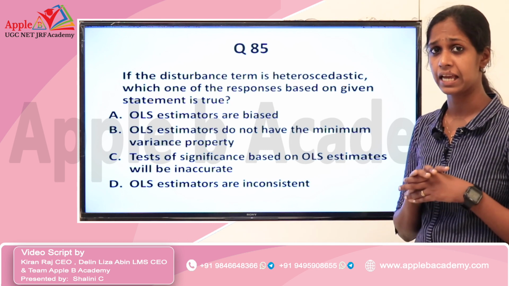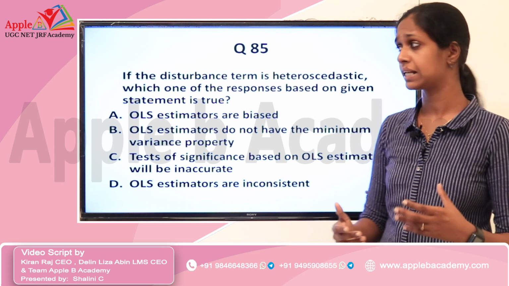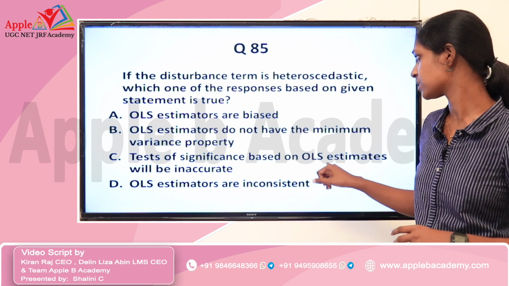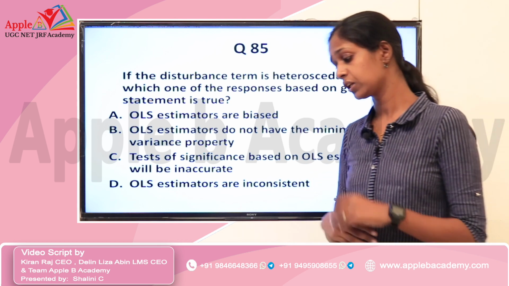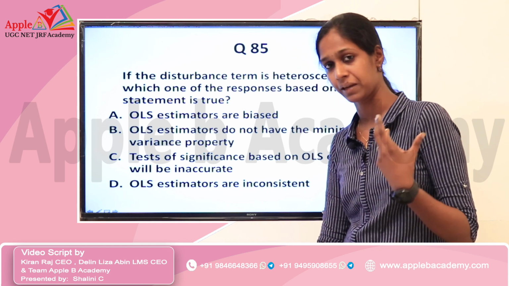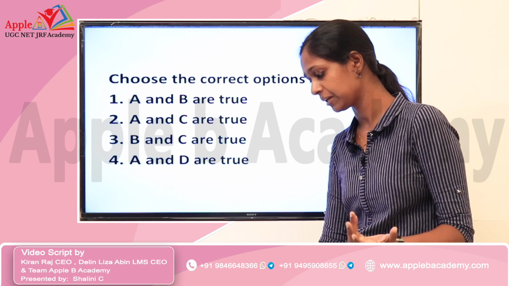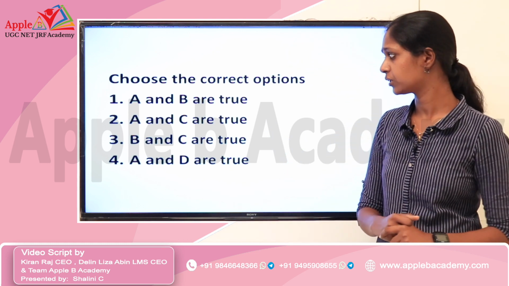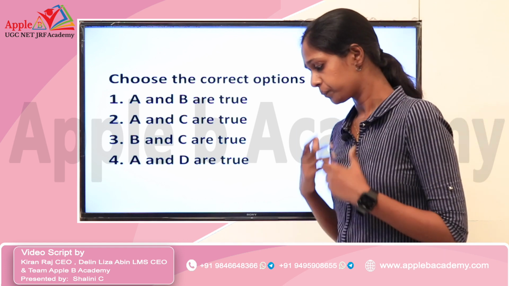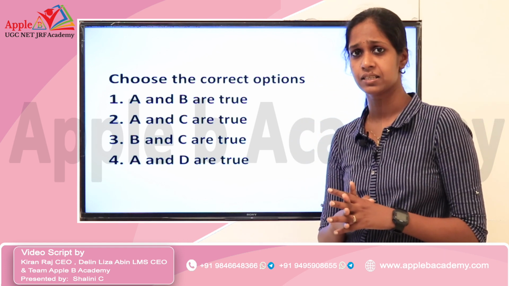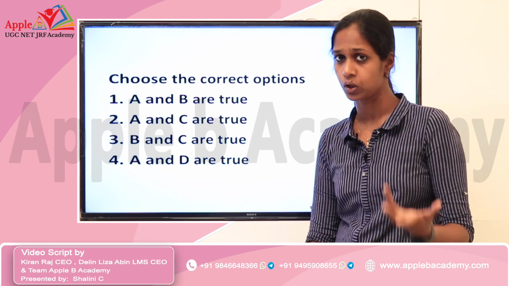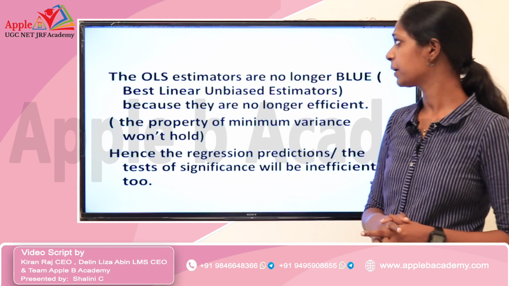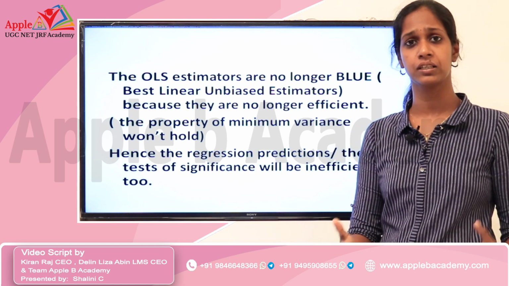So, if the disturbance term is heteroscedastic, what will happen to the OLS estimates? Choose the correct option. We have: A and B are true, A and C are true, B and C are true, A and D are true. What will happen to the OLS estimators when they are heteroscedastic? They will no longer be BLUE. BLUE is basically the best linear unbiased estimator, and they will no longer be BLUE because they are no longer efficient.